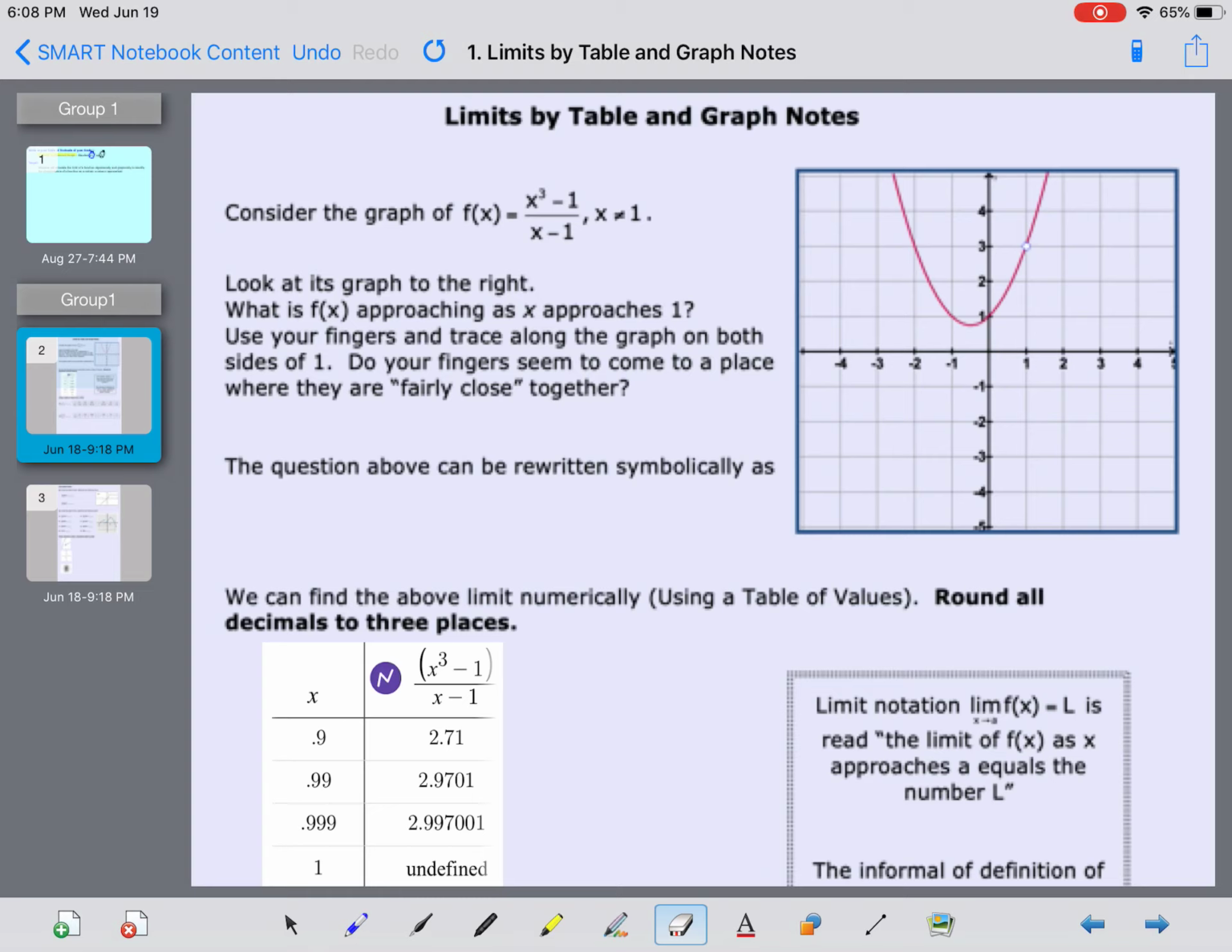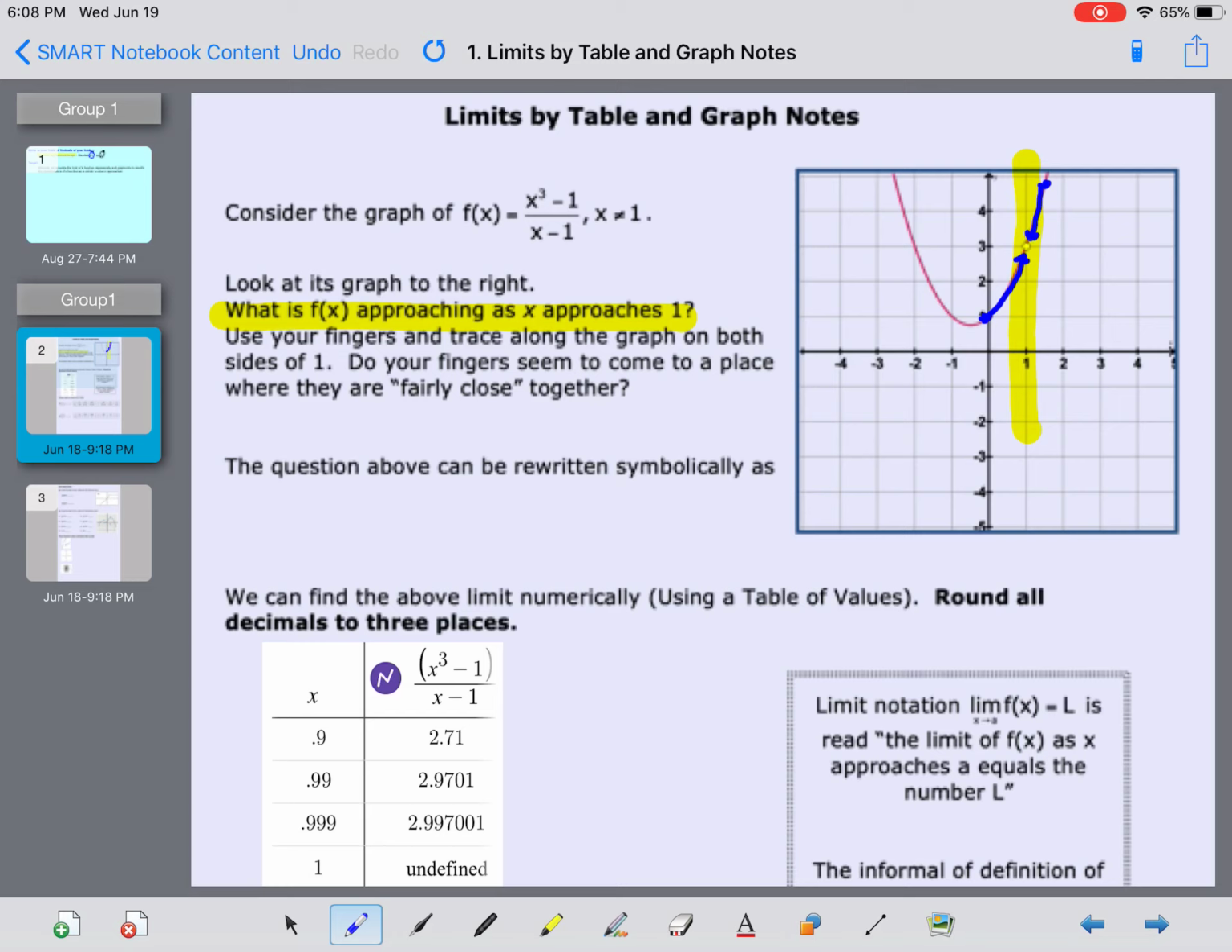So if we look at our graph, the ultimate question we want to ask is really, what is f of x approaching as x approaches 1? So if you put your fingers on the graph, let's say put a finger here, put a finger here. And what I want you to do is to move those fingers towards that removable discontinuity. I'm going to draw on a line there. So we're going to move our fingers towards that line. And we're going to look at what's happening as we get closer and closer to that value of x equals 1.